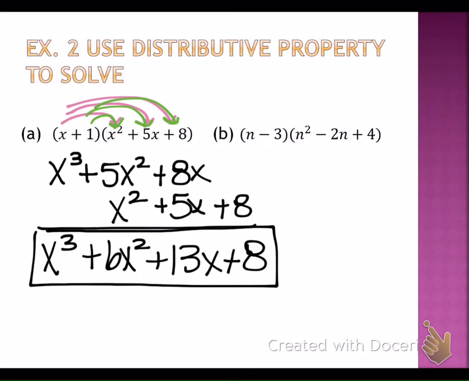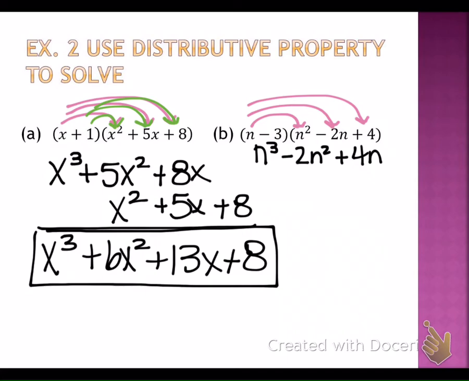All right, now let's look at letter B. What are we going to distribute first, Claire, in letter B? The n. So we're going to do n times n squared. Again, let's do some arrows. N times negative 2n and n times 4. So what is n times n squared? N cubed. What is n times negative 2n? Negative 2n squared. What is n times 4?